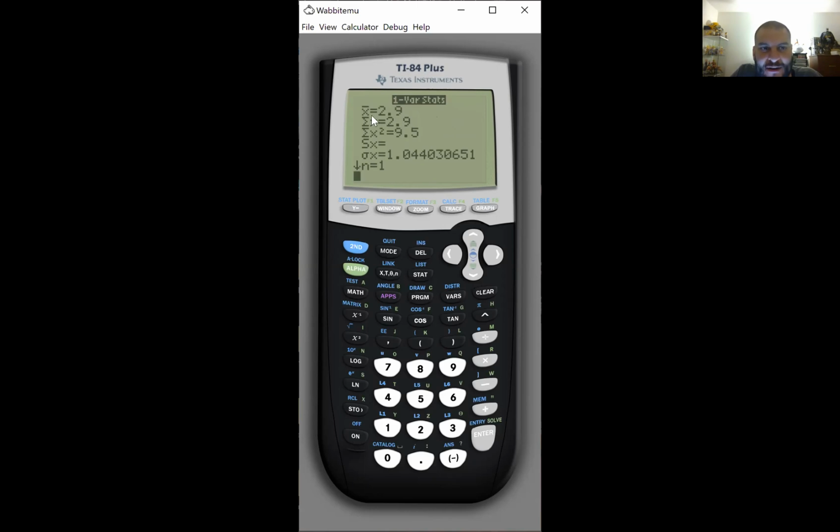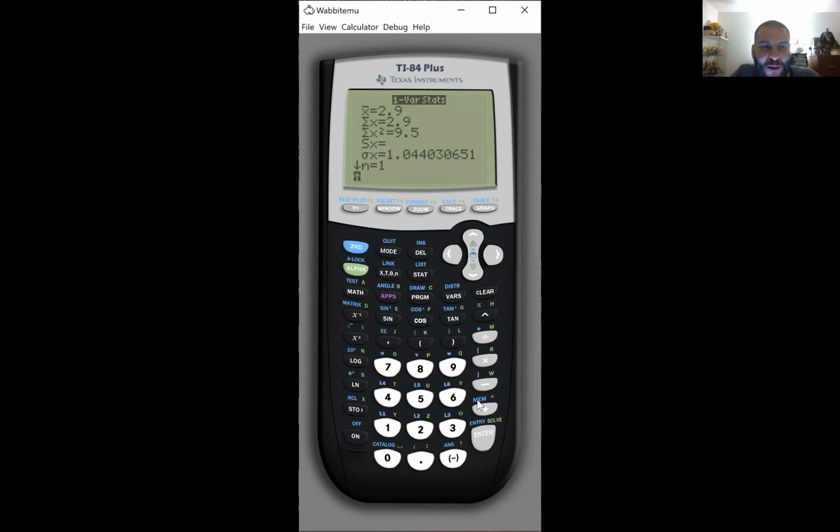And then if you look right here, my mean is 2.9. And if you look right here, my standard deviation, where it says sigma of X, is equal to 1.044, which is exactly what we got when we did it by hand. So if you look at it, this took me like 20, 30 seconds to do. So you can always double check your answer to make sure that you did it correct. All right, but that's how you double check it with your calculator.